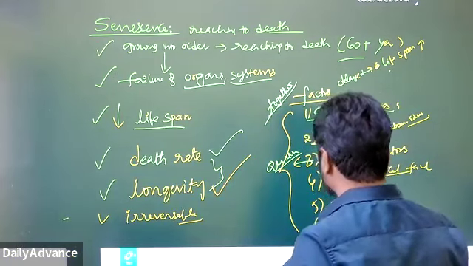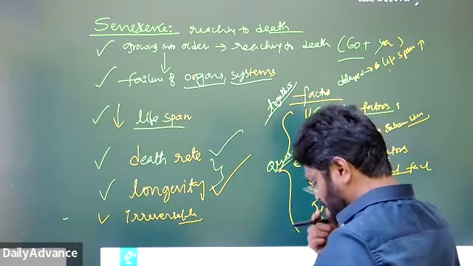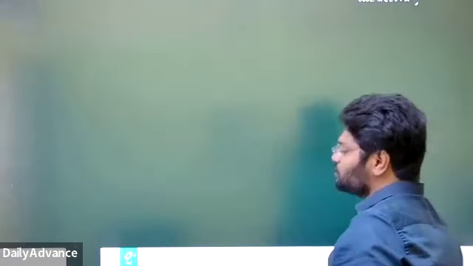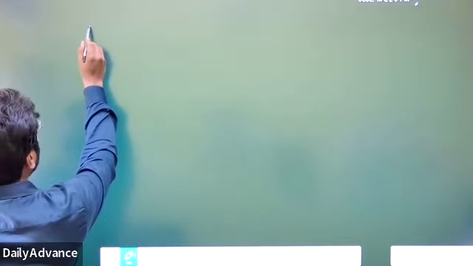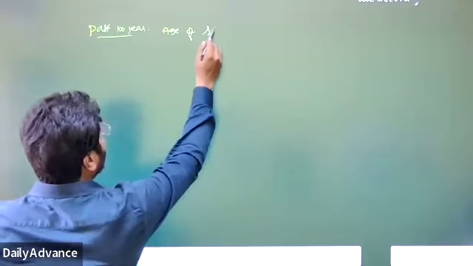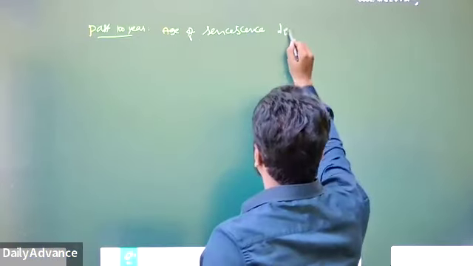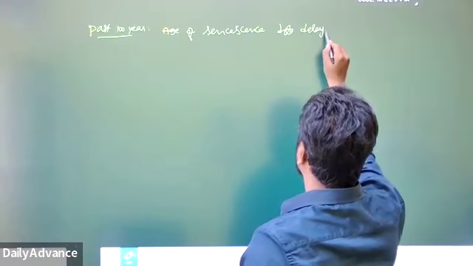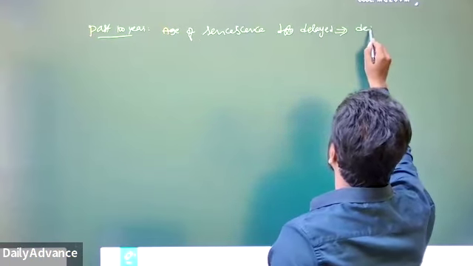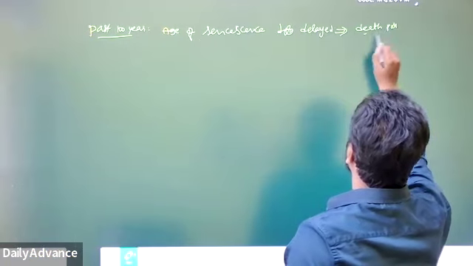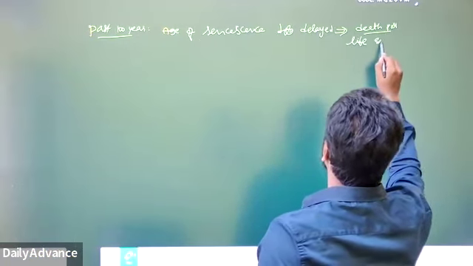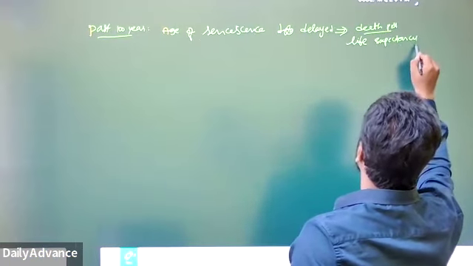So if senescence is early, premature deaths occur. But if we observe the past 100 years, the age of senescence has been delayed. Delayed means the death is postponed, or life expectancy has increased.